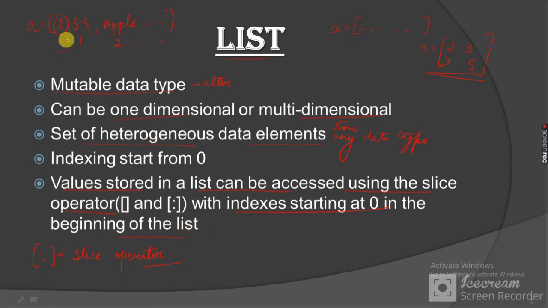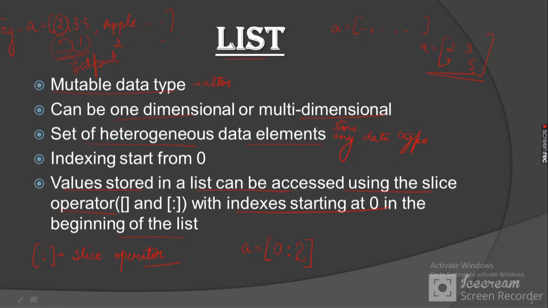Let's take an example of this list. We have a list as 2, 3.5, apple. I have 3 elements in the list and I want to access the first 2 elements. I want the first 2 elements as my output. For this, I will use the slice operator. Like A is equal to, I want to use the slice operator, so I will write 0, then the slice operator, then 2.